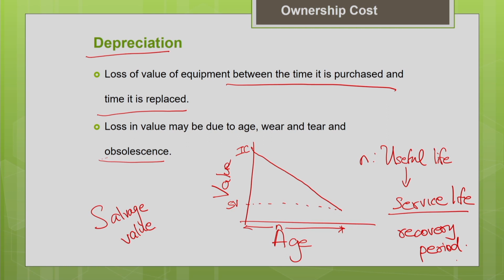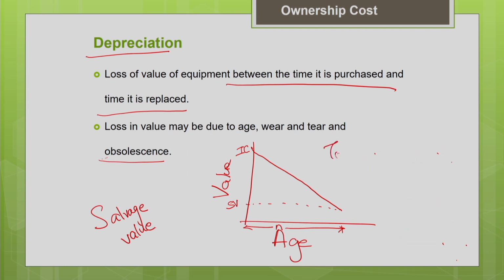Now the total depreciation should be the difference between the initial cost and the salvage value. So total depreciation equals your initial cost minus your salvage value. If I want to know the annual depreciation every year, I have to divide it by the number of years of the useful life of the machine. This will give you the annual depreciation.